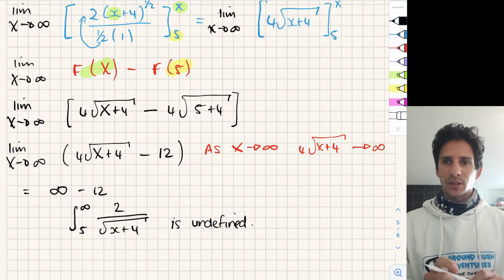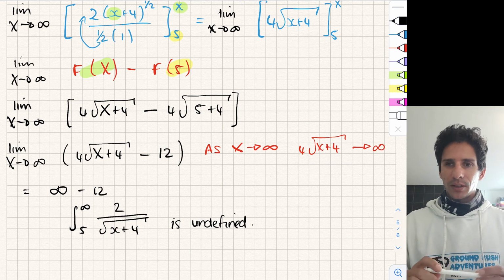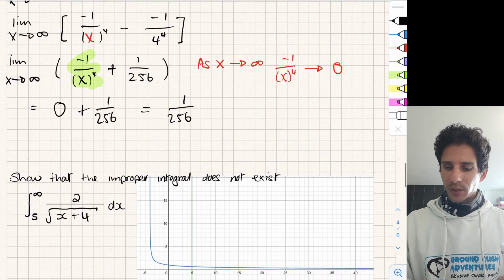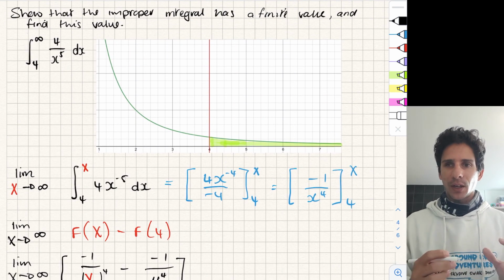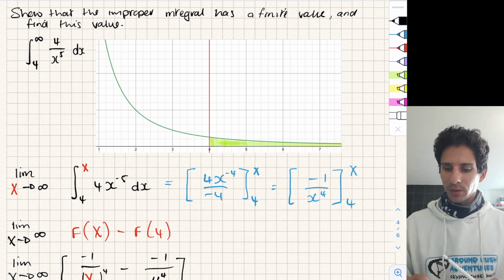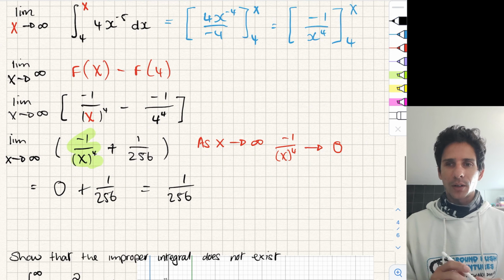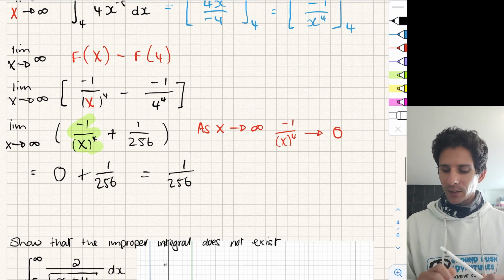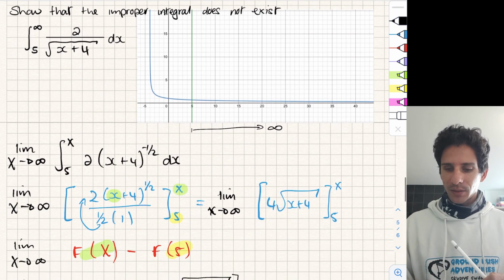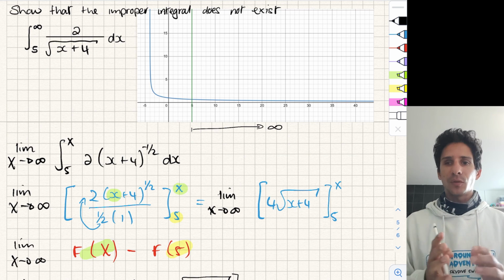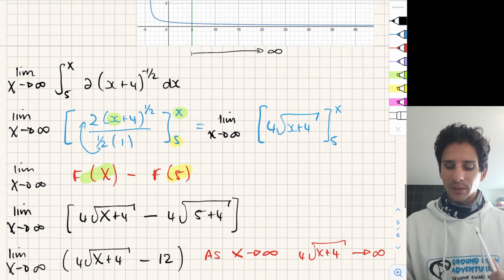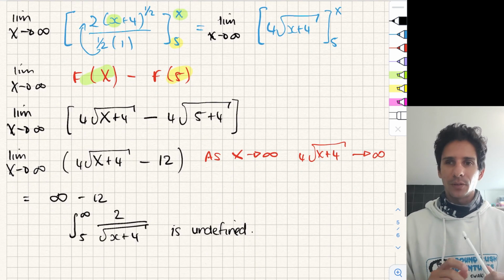So that's just two quick examples. The first one, where we were able to find a finite value, in other words the value converged towards a certain number, in our case 1 over 256. And the second one, where sometimes the integral will not converge towards some number. It's just infinitely big, and so we can't assess it. It becomes undefined.